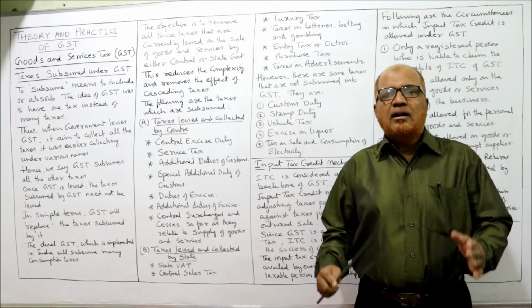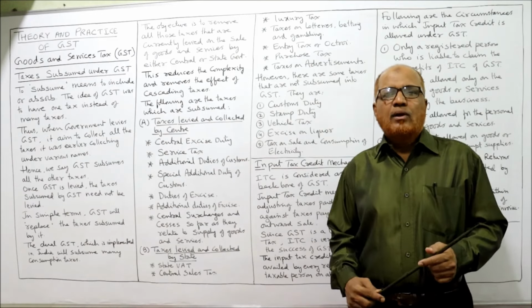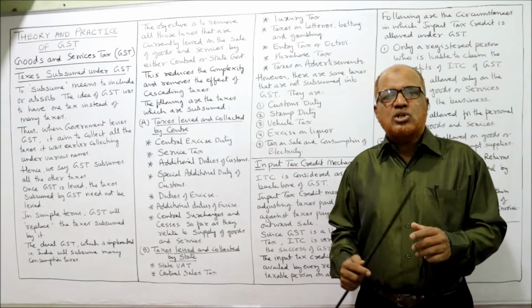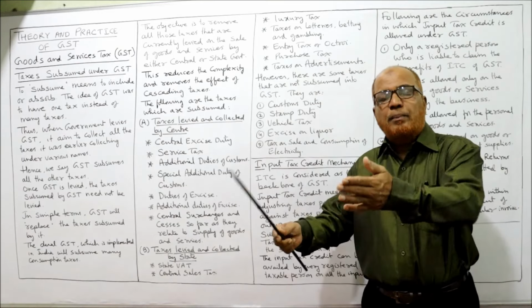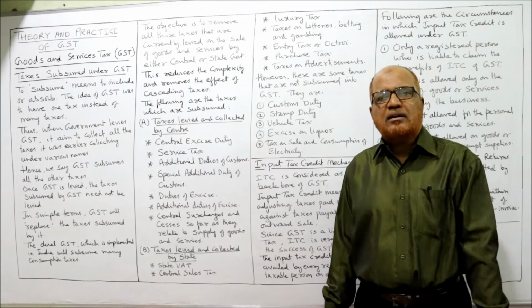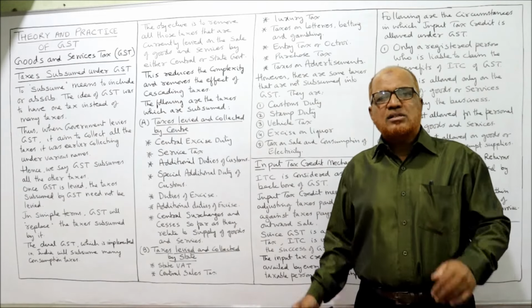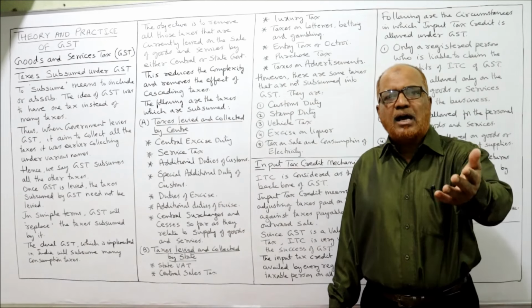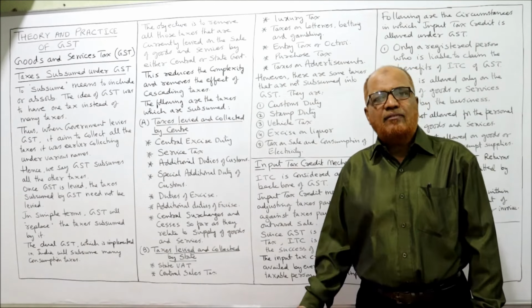Cascading effect means tax on tax. Already tax is paid on the purchase of goods. Again, tax will be paid on the sale of goods. That means on the same goods, two types of taxes are applied, once on purchases, then again on sales. That means we are putting tax on tax. This is called cascading effect.